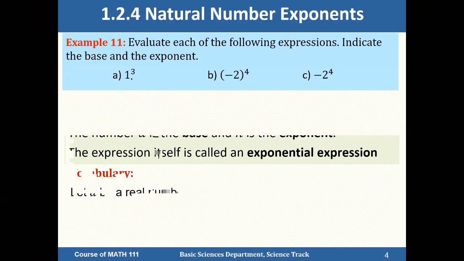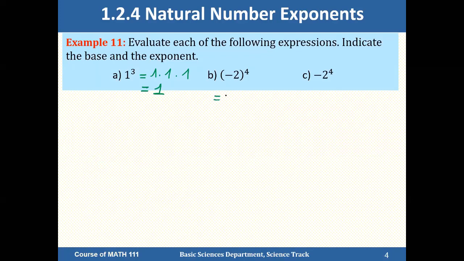So if you want to evaluate 1 cubed, how to calculate 1 cubed? It's 1 times 1 times 1, 3 times. So it's equal to 1. How to evaluate minus 2 to the 4? The minus 2 times minus 2 times minus 2 times minus 2, 4 مرات. So it's 16.